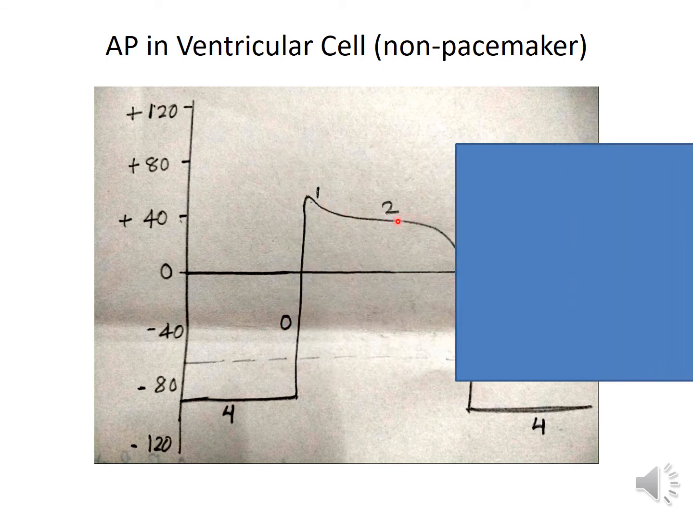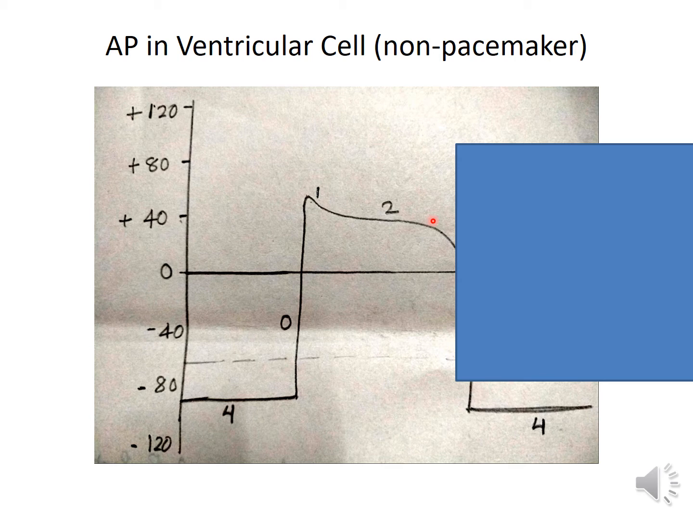Now in this, what is happening? Two types of channels are open: calcium channels and potassium channels. The calcium gradient is from outside the membrane to inside the membrane, and the potassium gradient is from inside to outside. So both these cations balance each other, and due to this fine balance between the two cations, the membrane potential is maintained. There is no fall or rise in membrane potential.